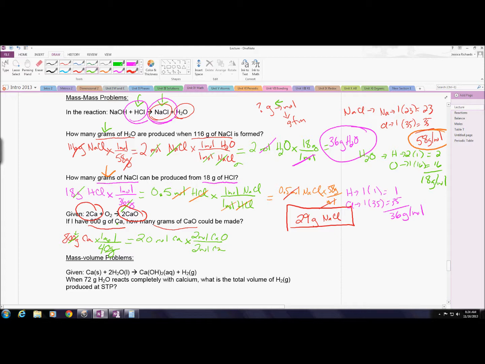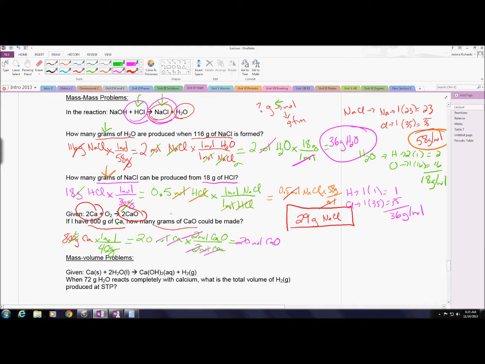And again, I realize this is a 1-to-1 ratio. Do I really have to do this step? Not really. I just show it anyways so that students see where this is coming from and how the units cancel. The 2 to 2 is going to cancel down to 1 to 1. The moles of calcium are going to cancel. And what I'm left with is 20 moles of calcium oxide.